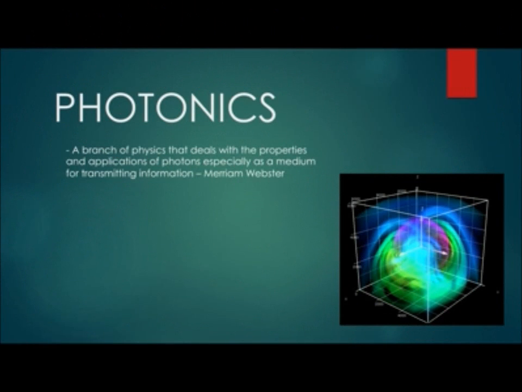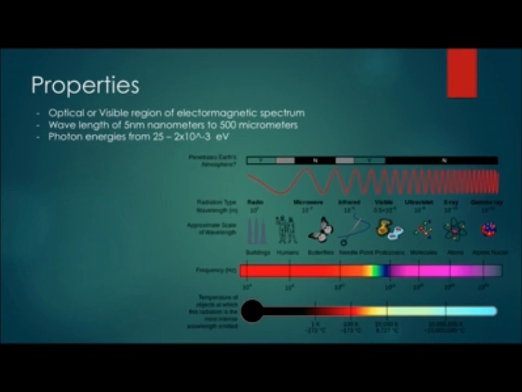In this section, I would like to start off by talking about photonics. Merriam-Webster describes photonics as a branch of physics that deals with the properties and applications of photons as a medium for transmitting information. Photonics deals with the creation, development, and detection of light within the visual radiation type of the electromagnetic spectrum. This region has wavelengths anywhere between 50 nanometers and 500 micrometers, and photon energies from 25 electron volts to 2 times 10 to the power of negative 3 electron volts.